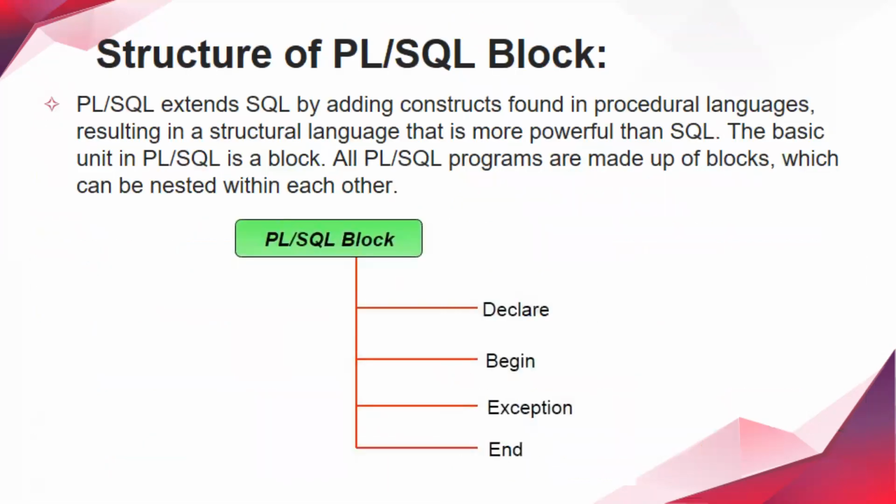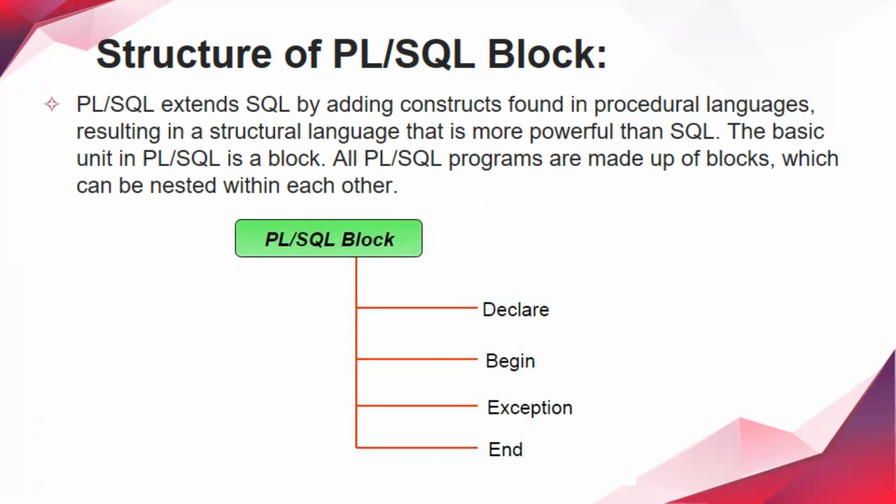And the structure of a PL/SQL block. In each and every programming language, we have a syntax and structure, right? Similarly, a PL/SQL block also has a structure. That means it contains four blocks: declare, begin, exception, and end. PL/SQL extends SQL by adding constructs found in procedural languages, resulting in a structural language that is more powerful than SQL. The basic unit in PL/SQL is a block. All programs are made up of blocks, which can be nested within each other. So the blocks you have are declare, begin, exception, and end.